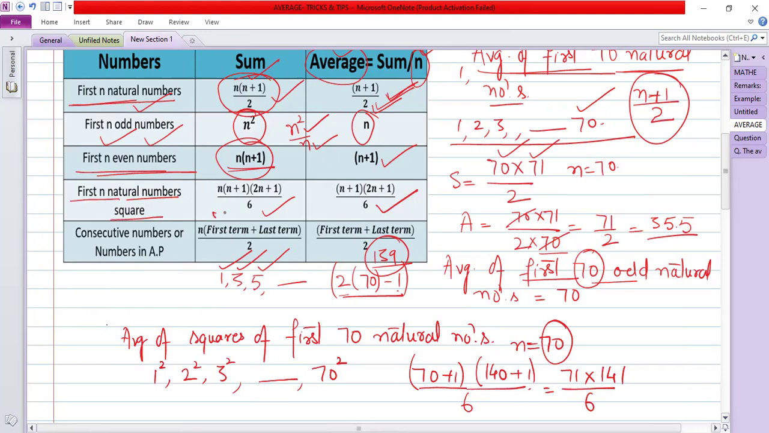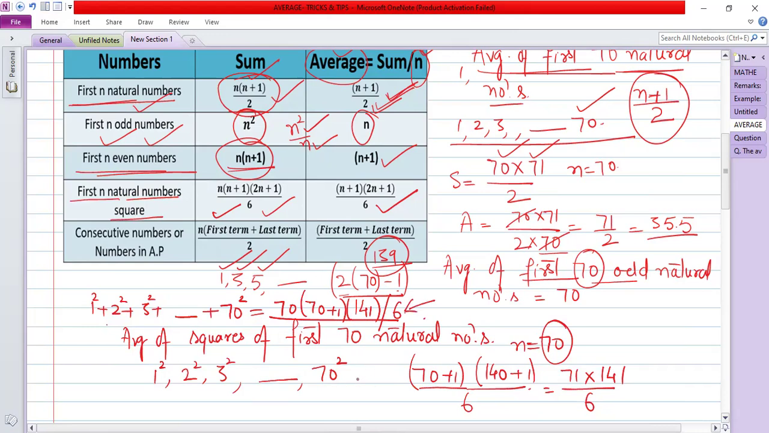Okay. Actually, this is the sum of the squares of n natural numbers, which means 1 square plus 2 square plus 3 square, going on up to 70 square. So this is basically n is 70, 70 plus 1. Then 2 into 70 plus 1 means 141. And this expression is further divided by 6. So this is basically the sum.